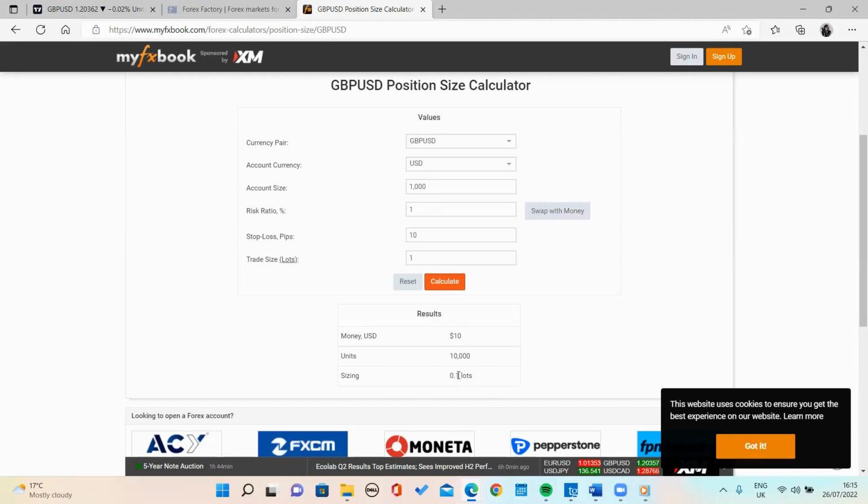So 0.1. It should have another 0 there, but sometimes the calculator doesn't put the other one in, but it is in fact 0.10. If you went to put 0.1 in your platform, it would come up as 0.10. Okay, and that's literally how you work out your position size.